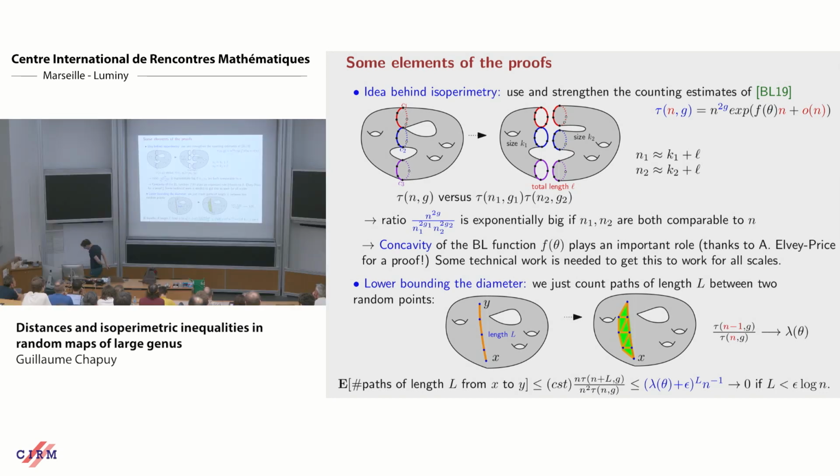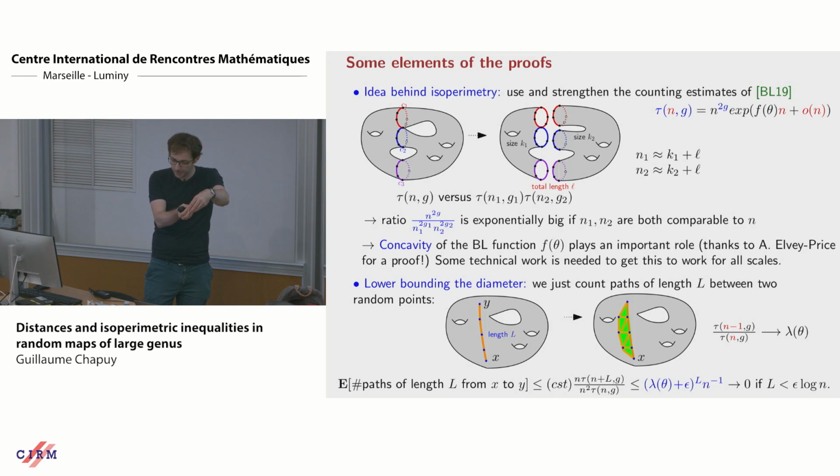Okay, then you have what Asaf saw in less than 1 second, which is a lower bound for the diameter. So for this, you need almost nothing. And so in particular, you don't need the full strength of the Budzinski-Louvre paper. So you just do first moment. So you take L, your favorite number, and you just count the number of paths of length L between two random points. So you take a map, you take two random points, and you count the expectation of the number of paths of length L between these 2 points.